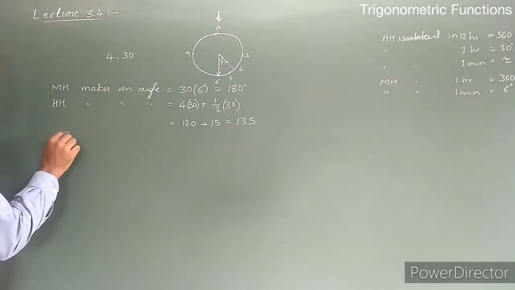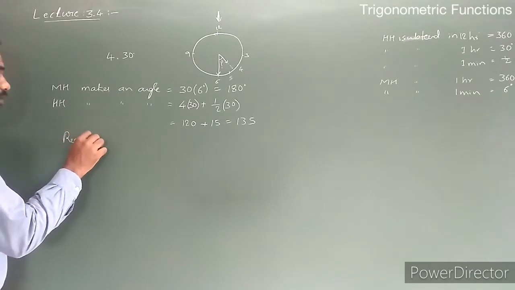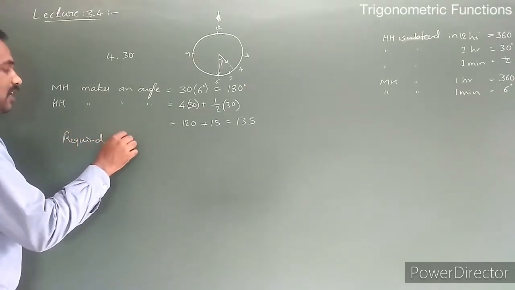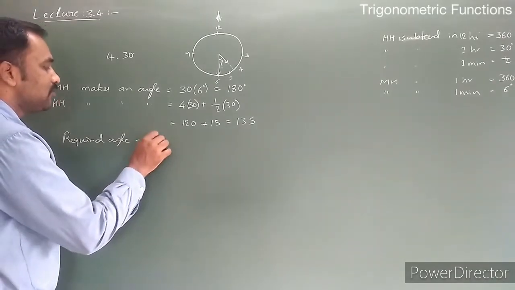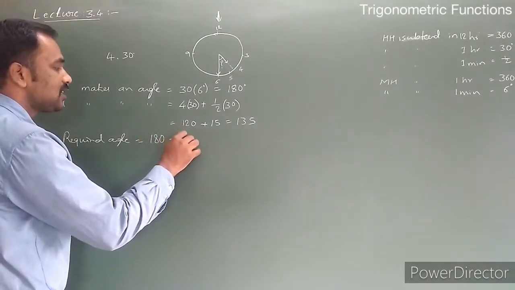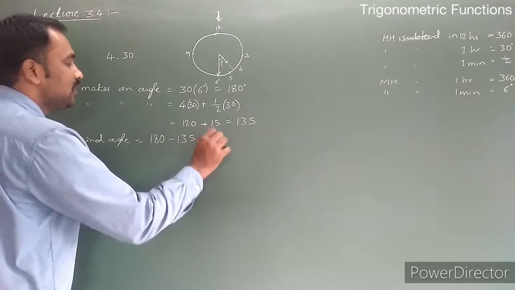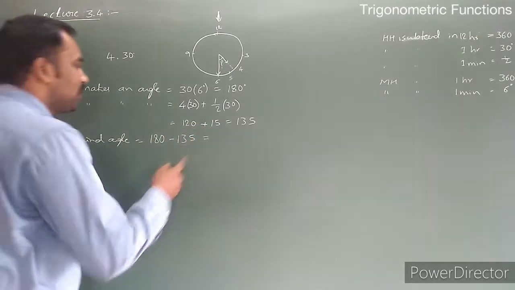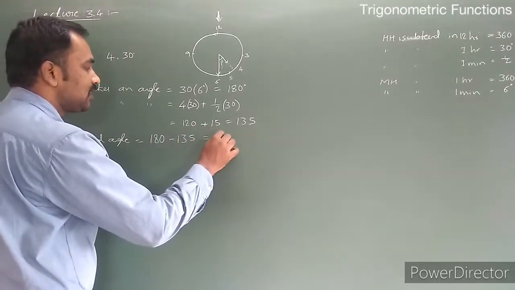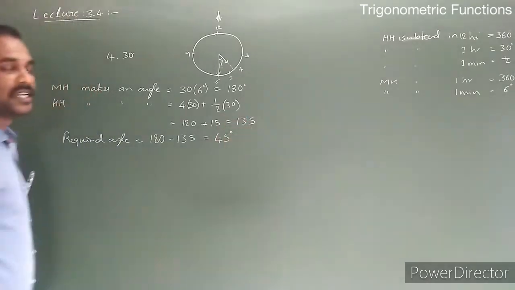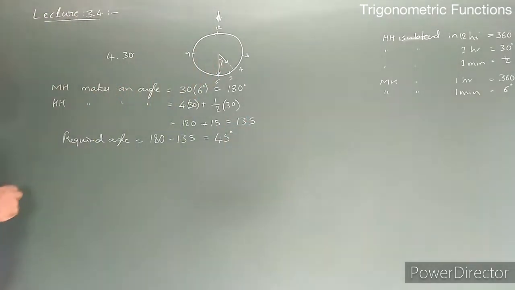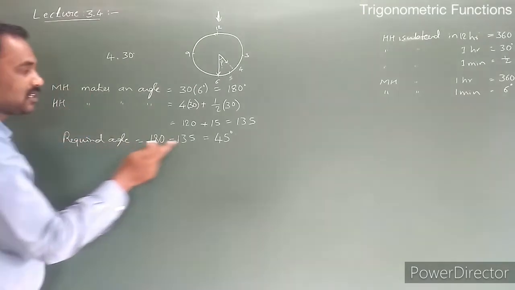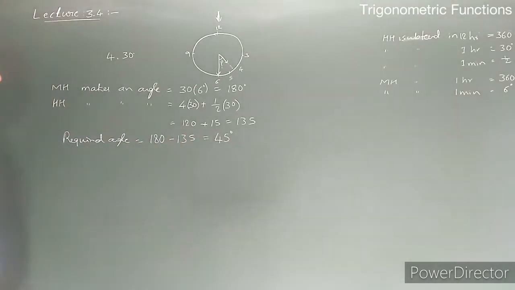Now the required angle is equal to the maximum angle minus the minimum angle, that is 180 minus 135. What is 180 minus 135? It is 45 degrees. So the angle between the minute hand and the hour hand at 4:30 is 45 degrees.